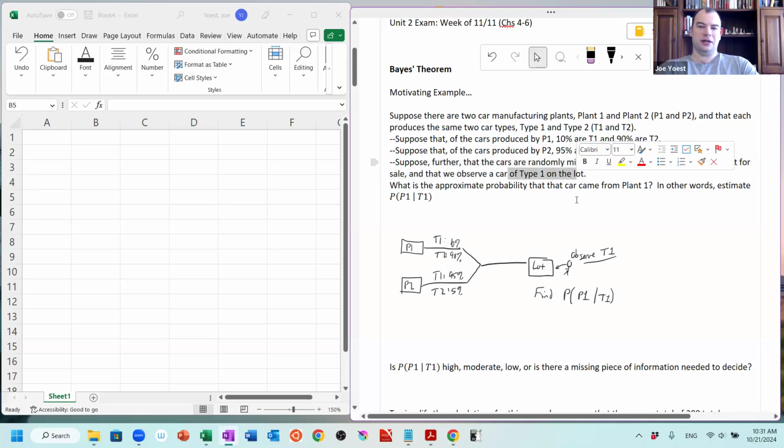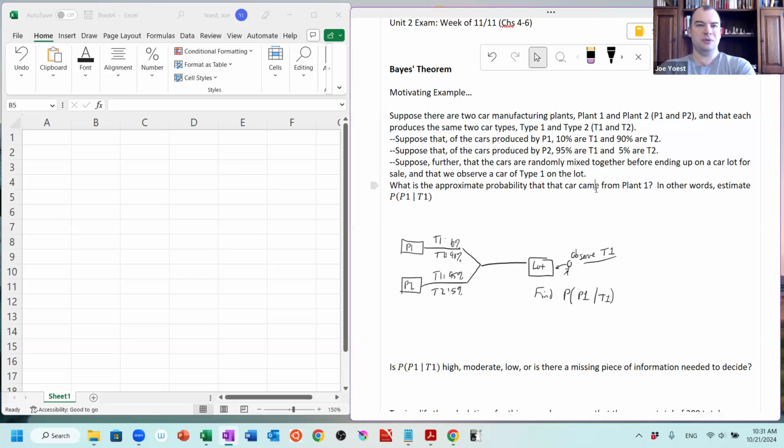And we observe a car of type 1 on the lot. So we walk onto a car lot and I see, hey, that's a Ford F-150 I'm interested in buying. But maybe I would like to know whether that came from plant 1 or plant 2, or have an idea. Maybe I heard that there were some quality control issues with plant 1 and not at plant 2, or something like that, right? I might be interested in what's the likelihood that this particular car I'm looking at came from plant 1 versus plant 2.